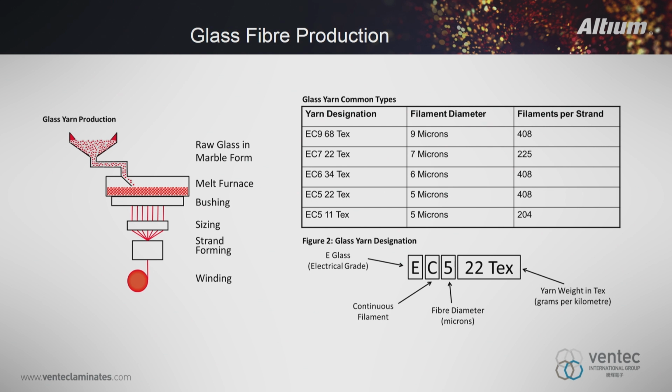A human hair is around 100 microns. Mine is somewhat less now, to be honest, but you can see the range. And then we group these together between 200 and 400 filaments per strand. So that's the fibre that we end up with.